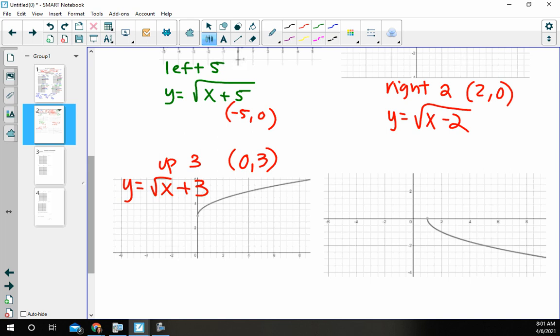Okay, the next one we went right 1. And we reflected. Did we reflect across the x-axis or y-axis? Okay, so I know there's a negative in the front. Then I can use the vertex point, which is 1, 0. Okay, so go ahead and check your answers and we'll move to your question.